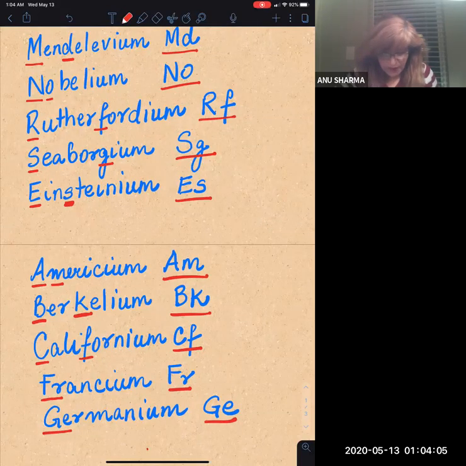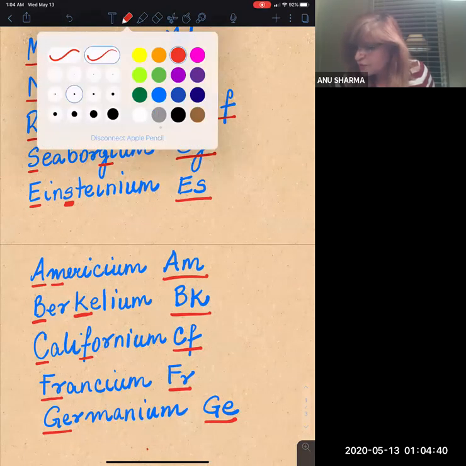Okay. And so again, for example, with these elements, there's no hard and fast rule why for Californium it is CF and not CA, but for Francium and Germanium we have FR and GE. Why? Because Californium got discovered much later than another element that had already gotten the symbol, which is Calcium, and that already had a CA. So that's why we had to look at some other letter in the name to give a symbol to Californium. Okay.